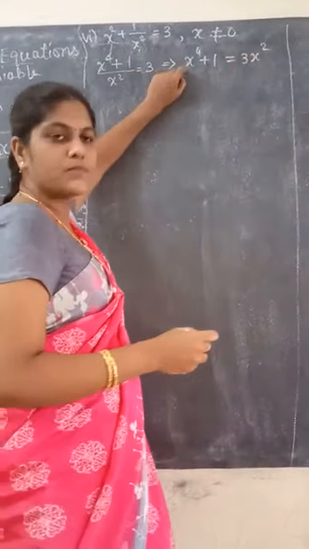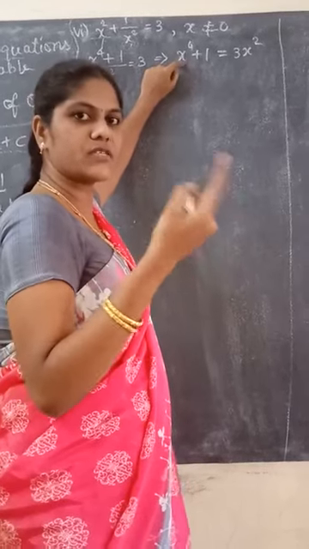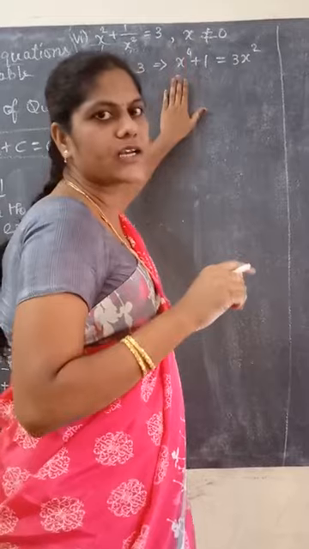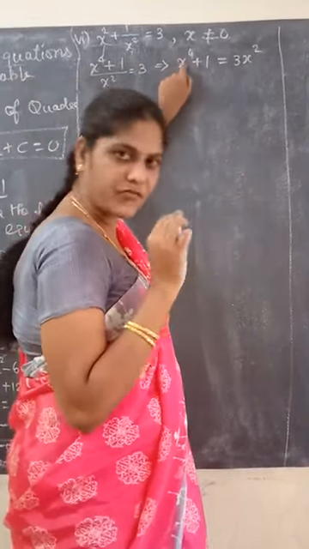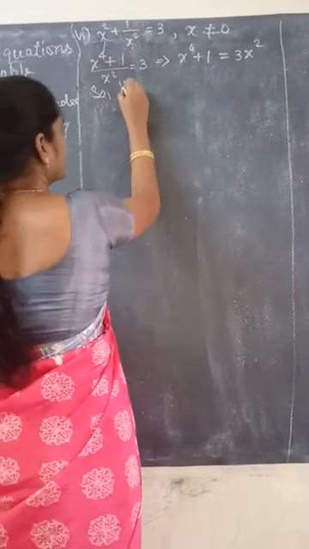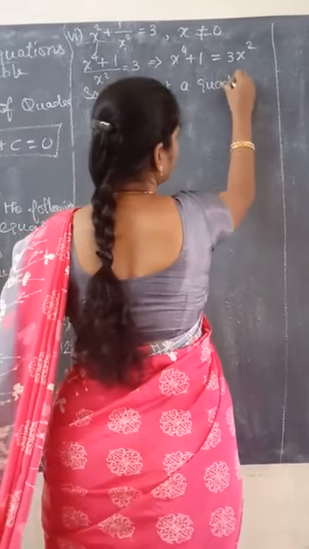Here the term we have is x power 4. But for a quadratic equation we need x power 2. We can't simplify the power 4. So automatically it's not a quadratic equation. What is the reason? Here we have x power 4, we can't simplify it into x squared. So it is not a quadratic equation.